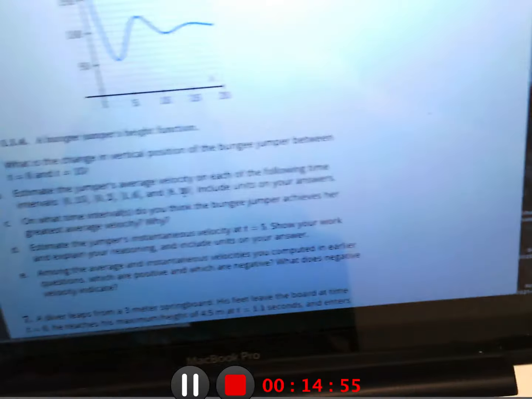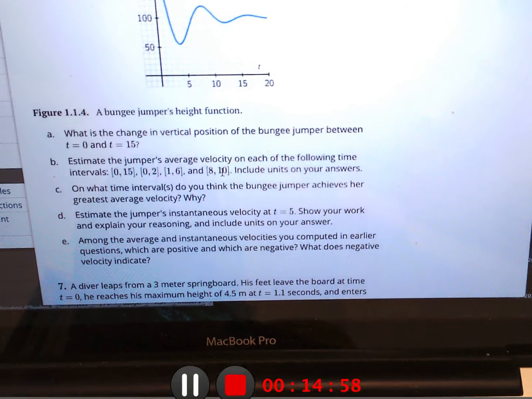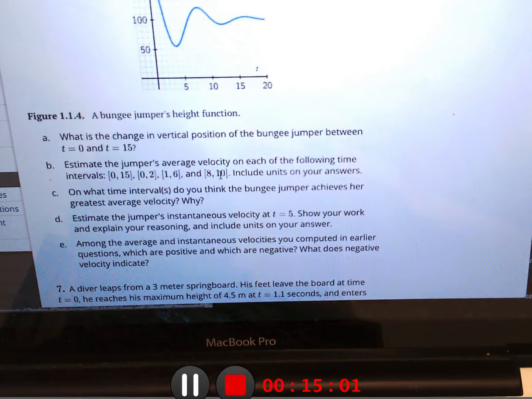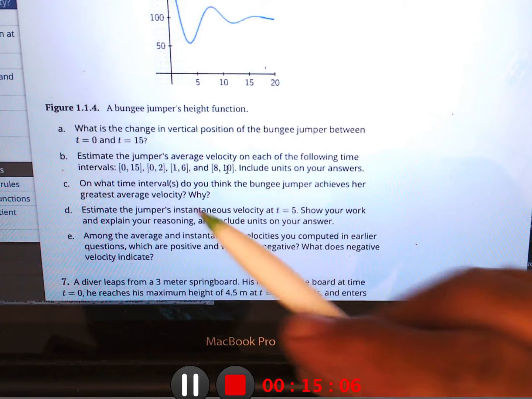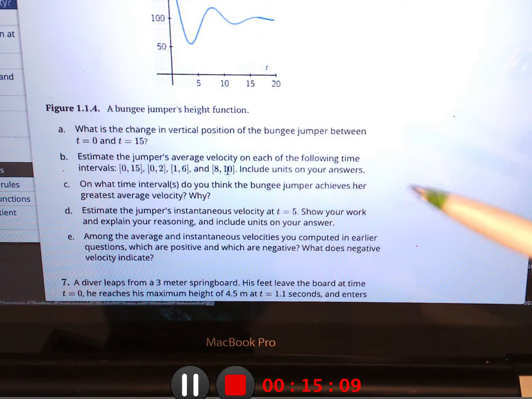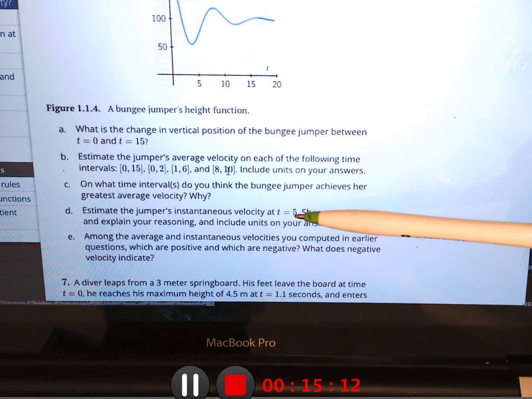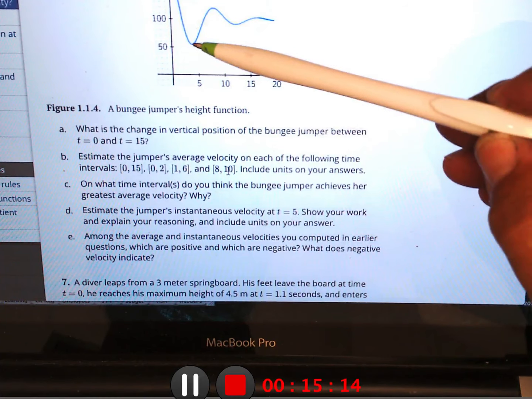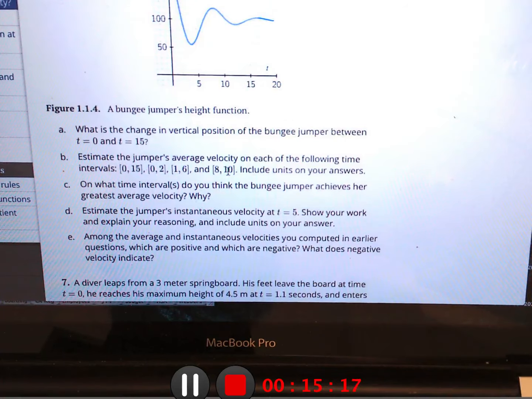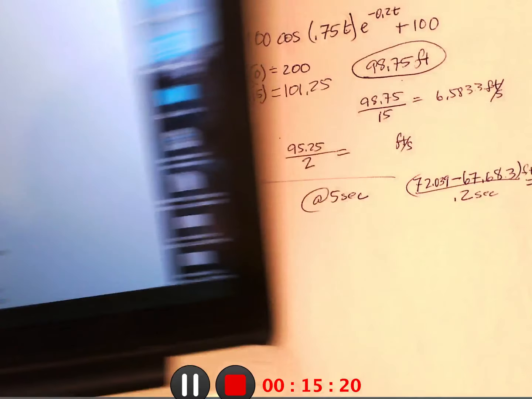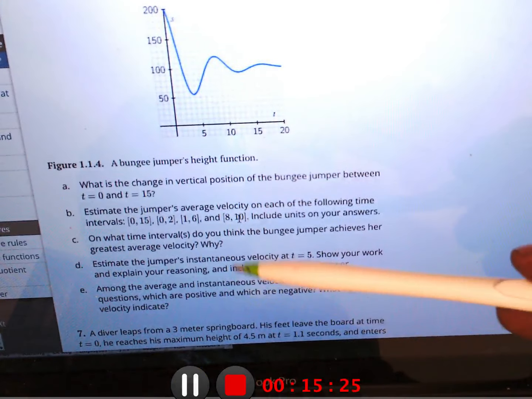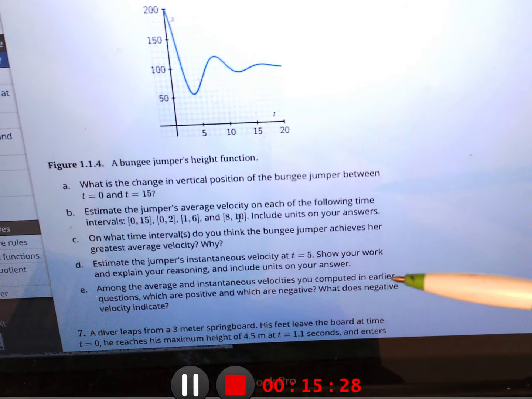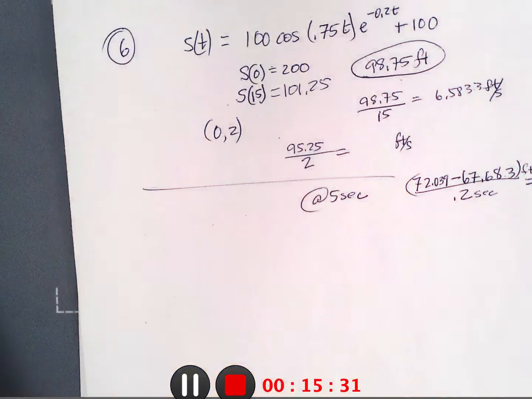Among the average and instantaneous velocities you computed in earlier questions, which are positive and which are negative, and what does a negative velocity indicate? Negative velocity is going down. The only instantaneous one we did here was at 5, and it's positive, and that was going up. It was positive because that minus that is positive. All the other ones were negative, and they were going down. Okay? And those are the main ones that people had questions on that still were confused.